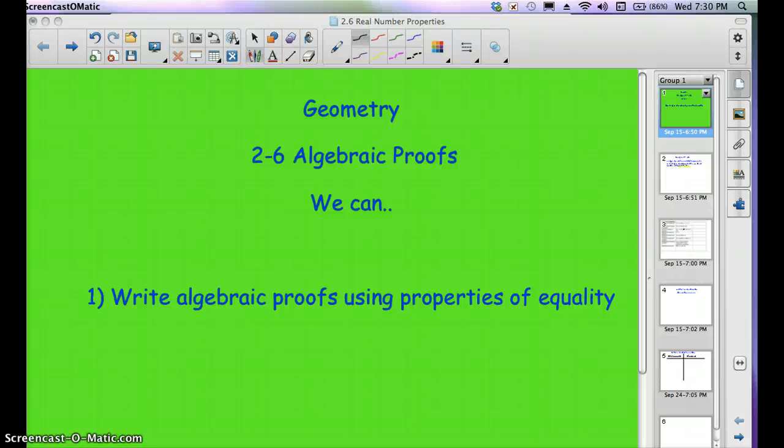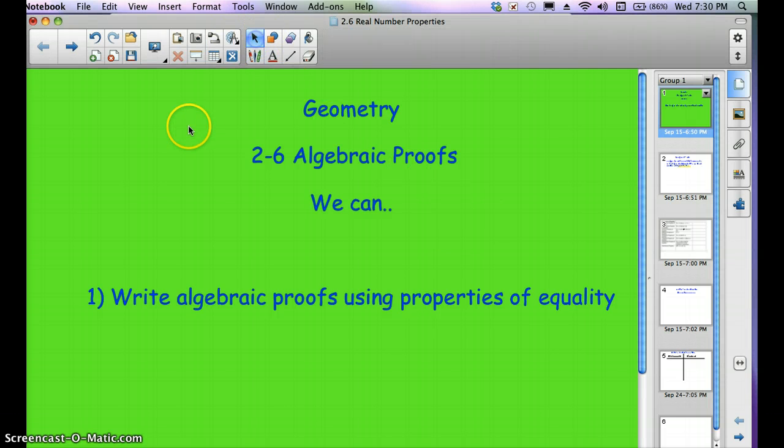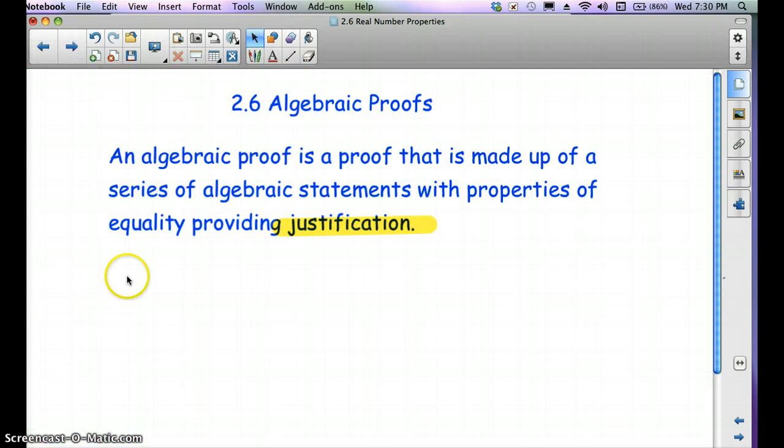Hello, geometry students. We're going to start algebraic proofs, just to get us in the groove of writing proofs and what it's all about. And we're going to use properties of equalities to do so. An algebraic proof is where we solve an algebraic problem using algebraic statements, and provide justification using those properties of equality. I'll show you what it looks like.